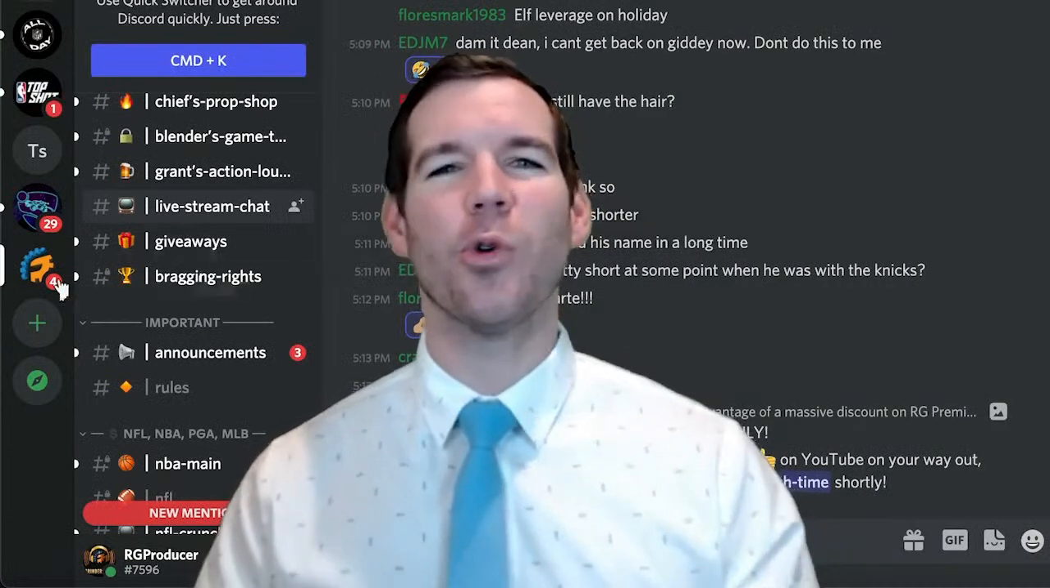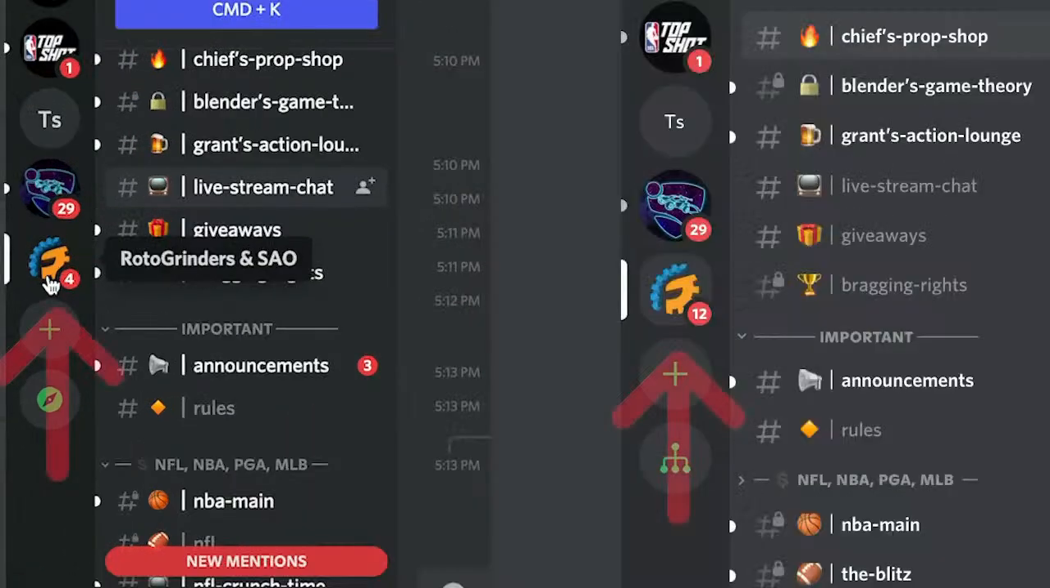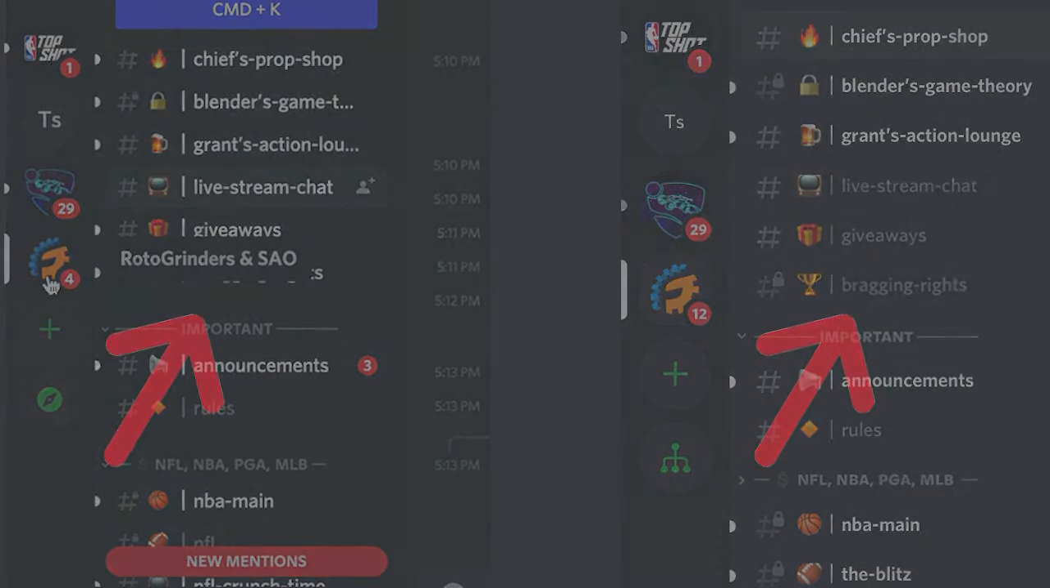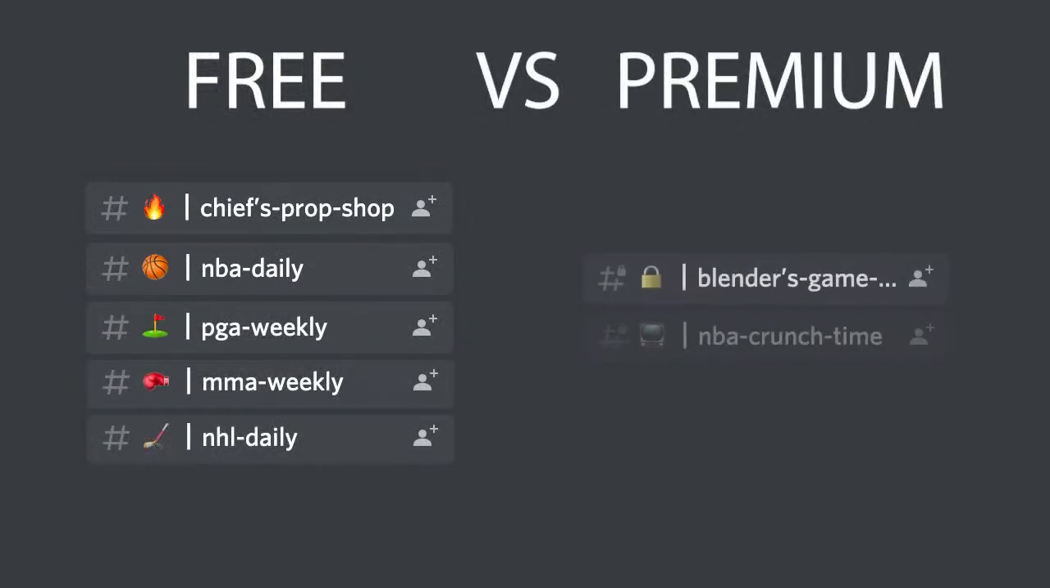The idea of Discord might be a little bit daunting to you, but it's actually pretty simple to navigate. Whether you're on mobile or desktop, the far left side will show you the Discord servers that you've already joined. Then next to that, you'll see the channels within that Discord. We have both free channels like Chiefs Prop Shop and our daily sport channels, and we also have premium channels like Blender's Game Theory or the Crunch Time channels.